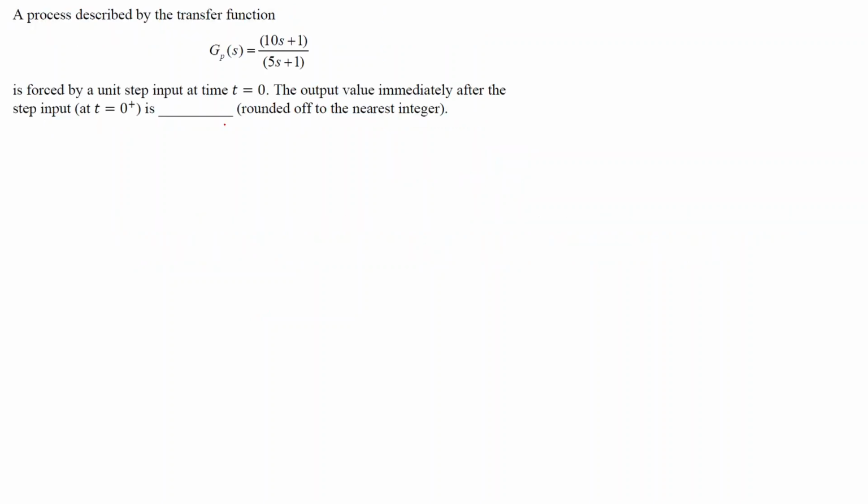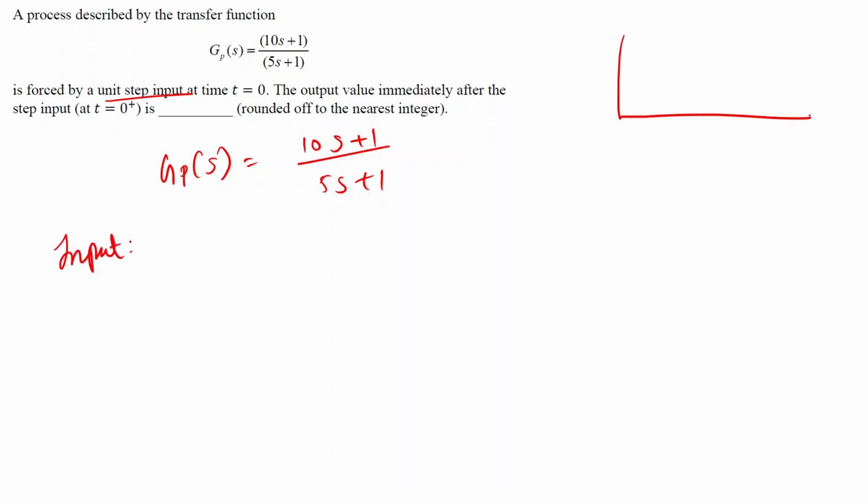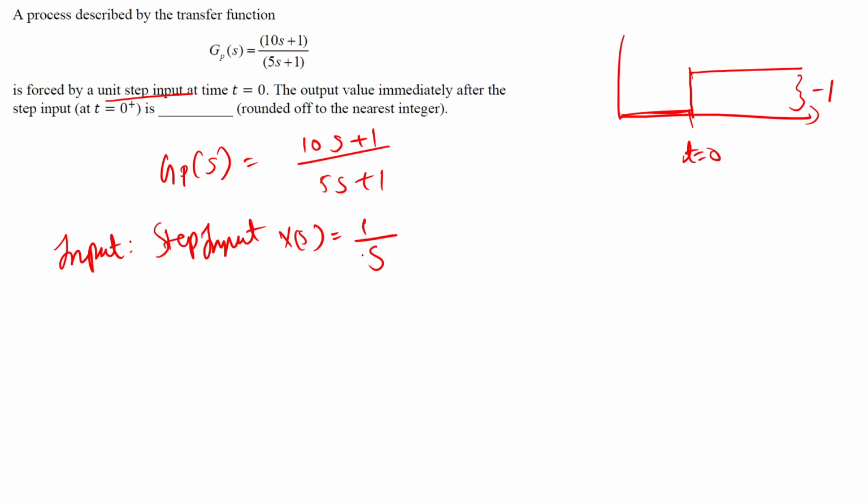In this question, we have been given the transfer function Gp of s is equal to (10s plus 1) upon (5s plus 1), and then we are providing the unit step input of magnitude 1. So if this is our steady state, at time t equal to 0, we are providing a step input. The magnitude of this input is 1. So this input, we can write it as x of s is equal to 1 upon s, since the magnitude is 1. This will be our input.